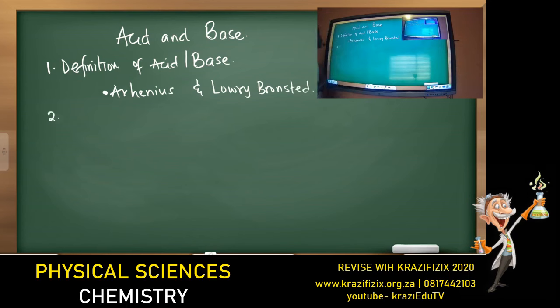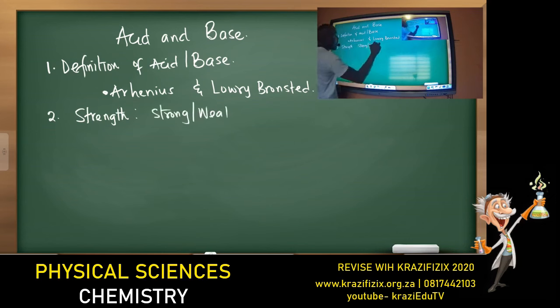Number two, you need to be able to talk about the strength of the acid. So we talk about what is a strong acid, a weak acid, a strong base, and a weak base. So strong and weak acid and base.